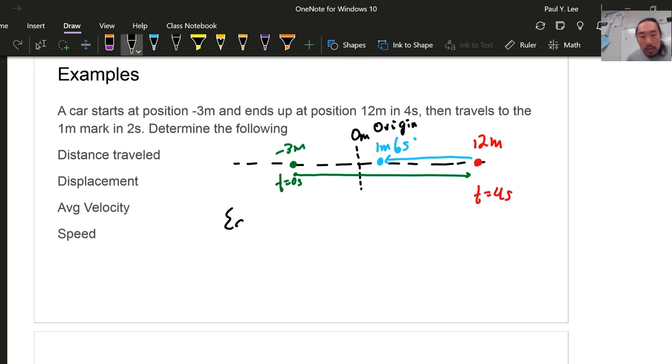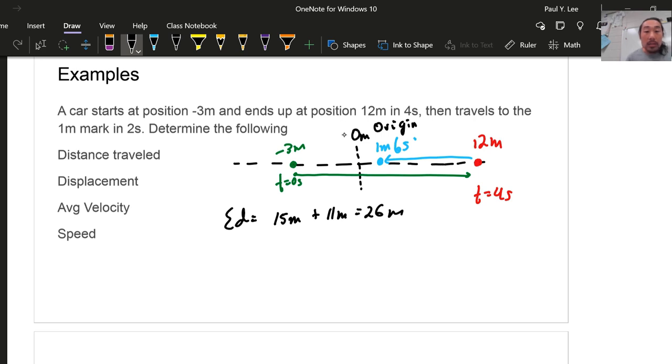So remember, distance is a summation. So we go from -3 to 12. So that would be 15 meters that we travel in the first leg, and then from 12 meters to 1 meter, so that would be 11 meters. And so this is 26 meters of your total distance traveled.